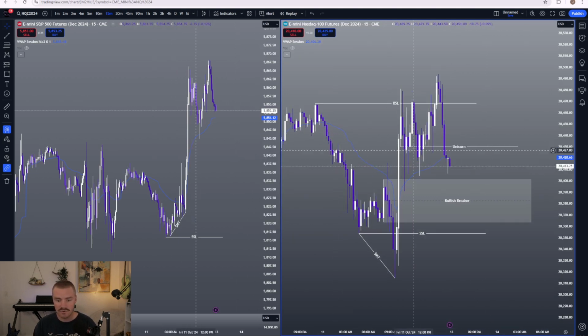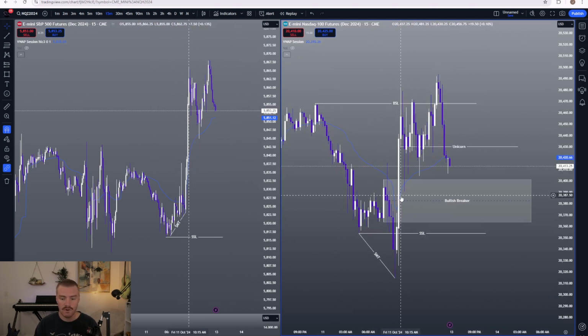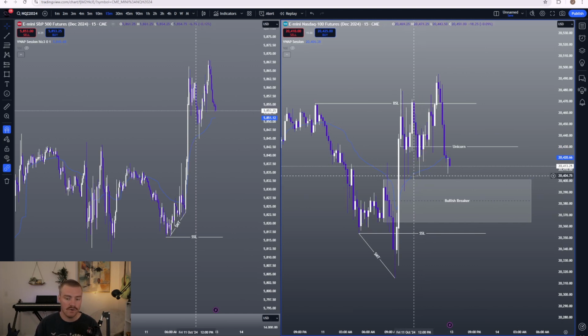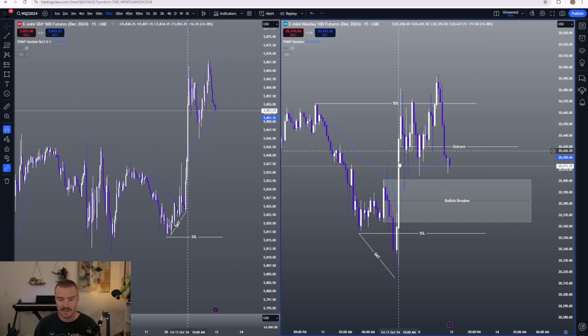Okay, so once price trades back into either the fair value gap or the breaker, you want to see a good reaction off that level for you to target your long entry. Now, I wouldn't target my entry the second we trade into the unicorn. I need to see a bounce off of it. So I wouldn't get my entry anywhere here.